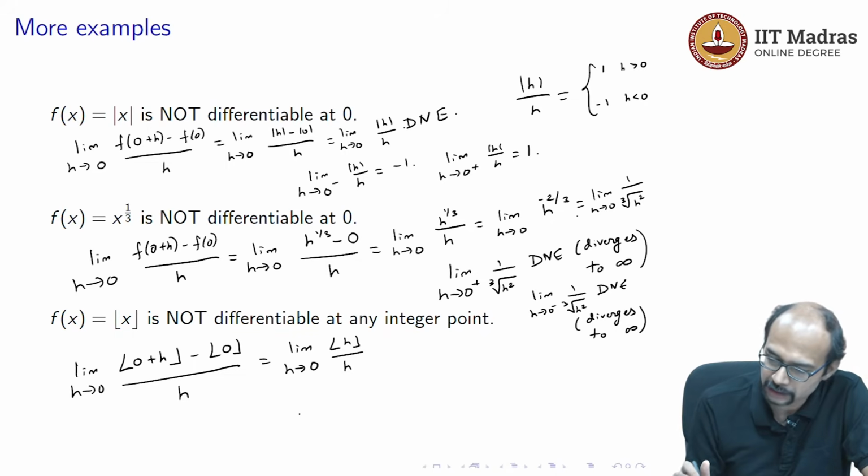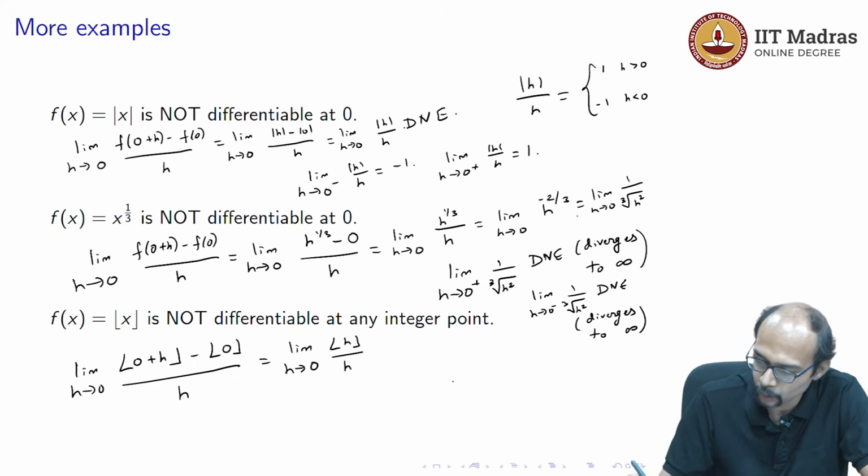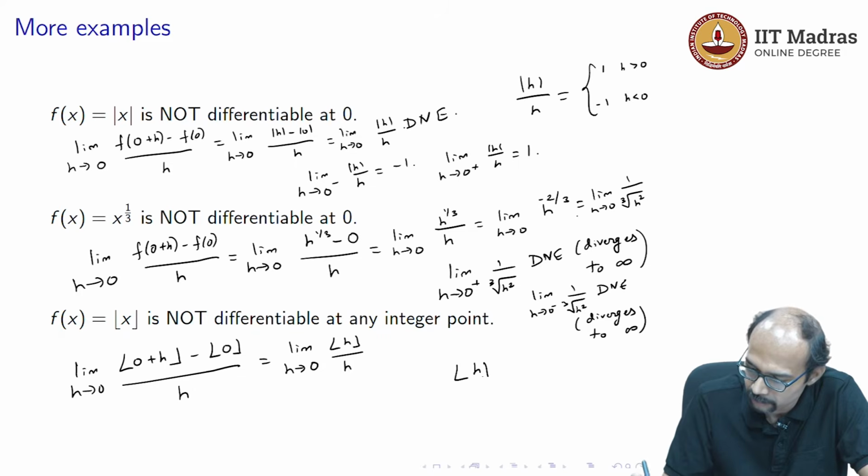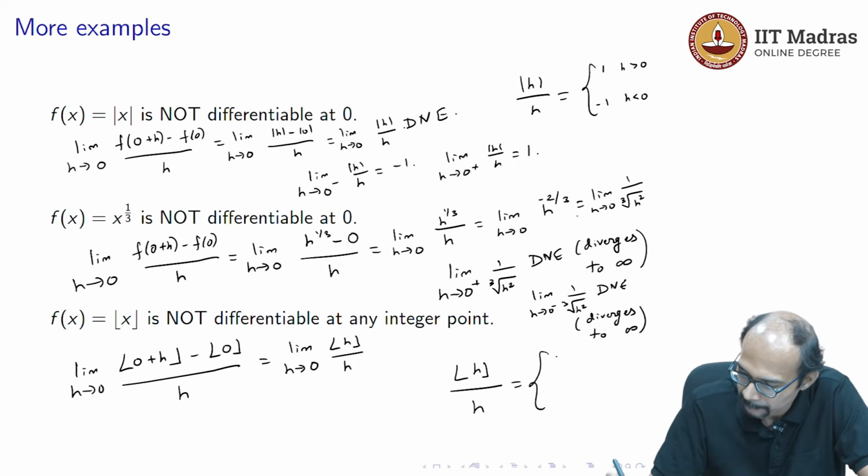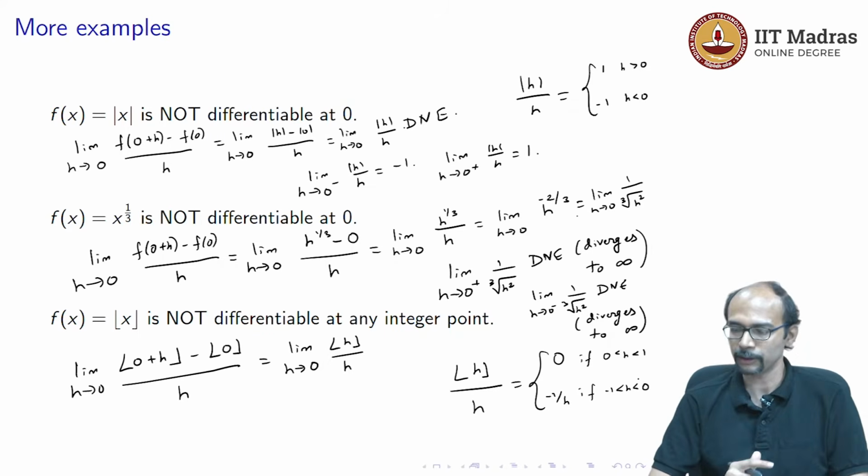Now we have to ask for the limit from the left and the right. So, what is this function? This function is going to be 0 if h is between 0 and 1, and it is going to be minus 1 by h if h is between minus 1 and 0.